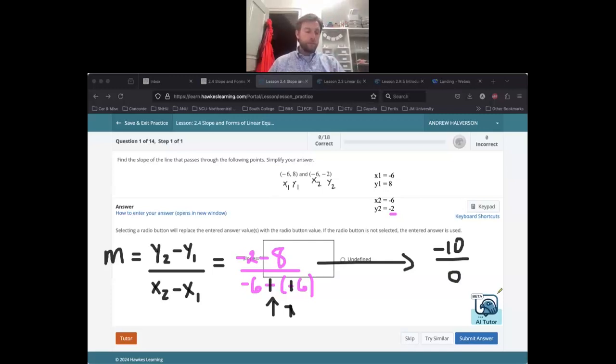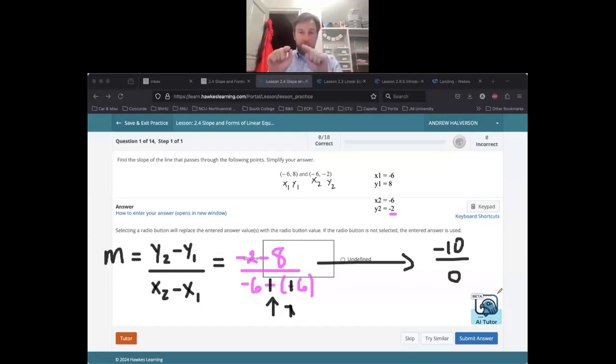What does your calculator or phone say? It says error. Remember, the fraction is numerator divided by denominator, top divided by bottom. So you type it in, -10 divided by 0. It's undefined. You get an error. It won't do it. That's why it's undefined, that's why it's not a number.